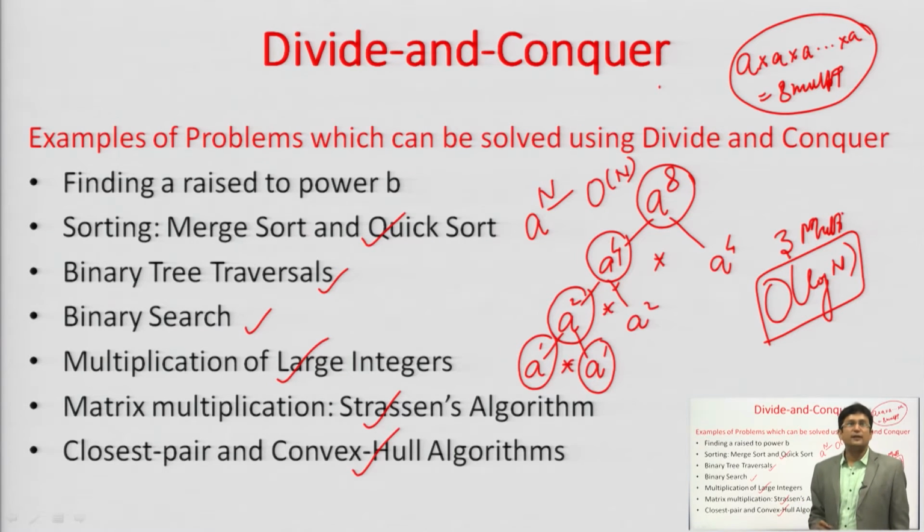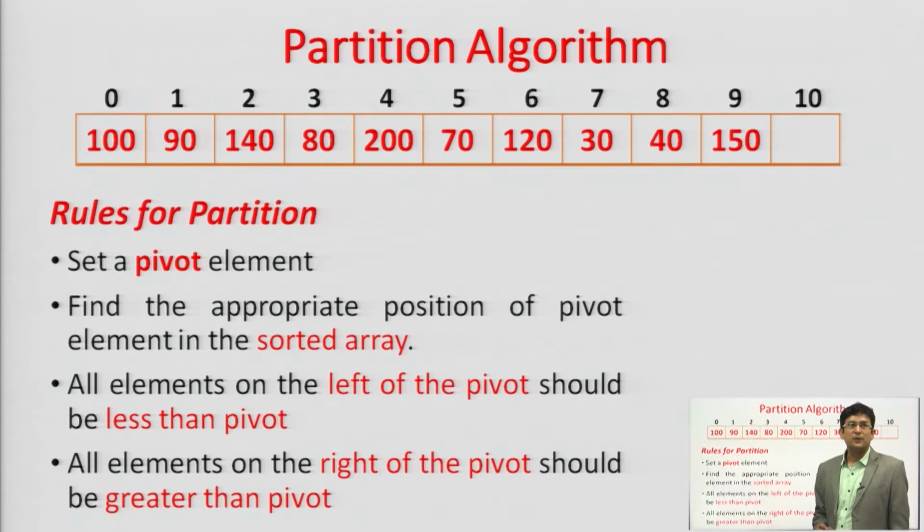And in finding the convex hull also you can use the concept of divide and conquer. Now, let us understand about the quick sort. The requirement of the quick sort is that we need to partition the given array. So, we are first going to partition the array and then we will see the quick sort in detail.